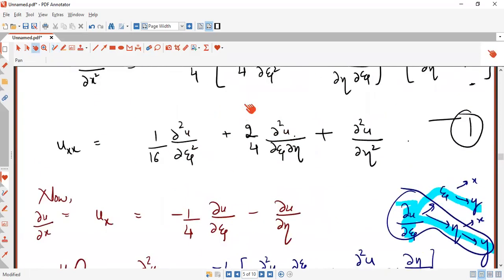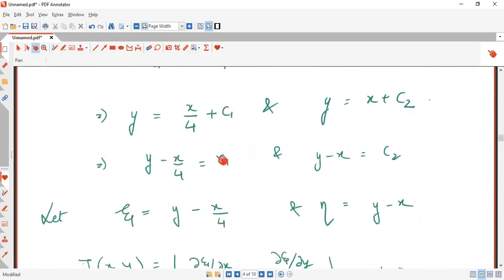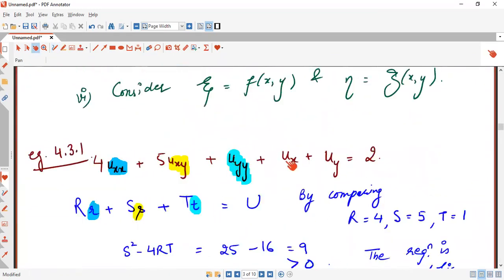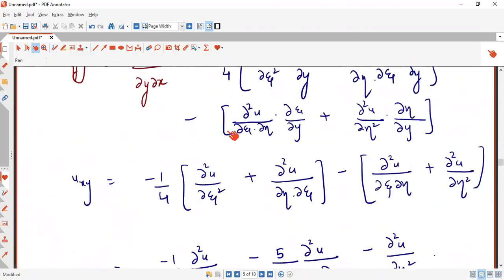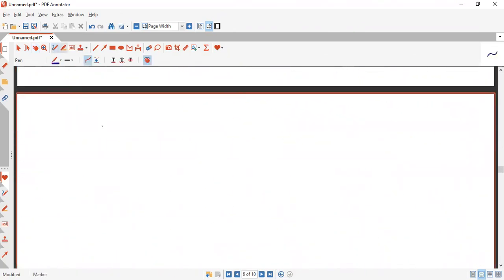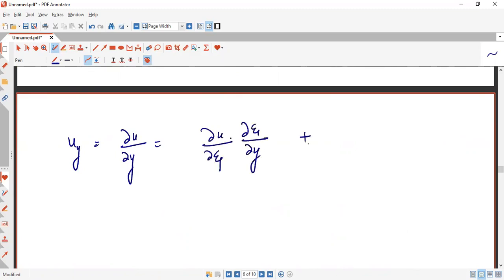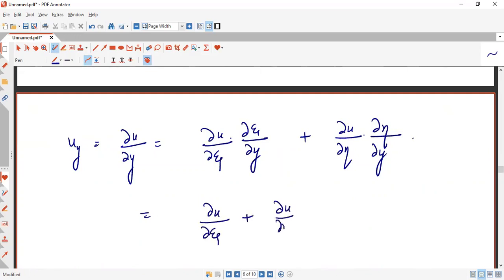Now we have to find uyy. ux we have done; let's find uy first. You will get uyy after that. uy means ∂u/∂y. That means you're differentiating with respect to ξ first, ξ with respect to y, and then differentiating u with respect to η, and η with respect to y. ∂ξ/∂y and ∂η/∂y, we know the value is positive 1. So it will become ∂u/∂ξ plus ∂u/∂η.